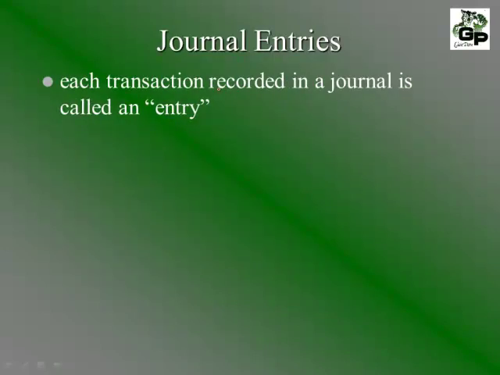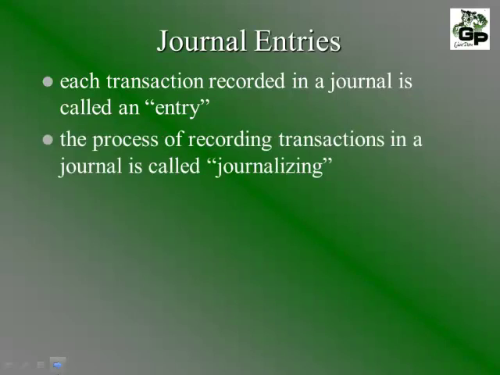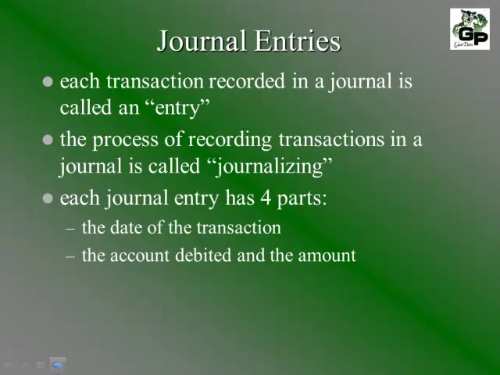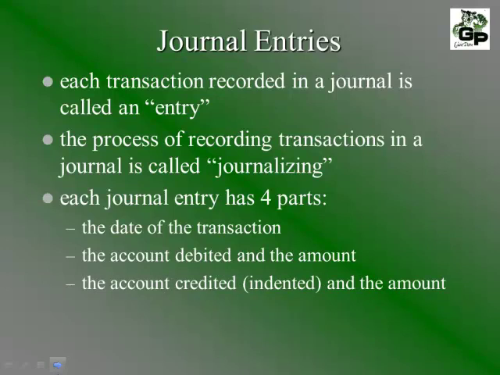Each transaction is recorded in a journal and it's called an entry. Journalizing is the process of recording journal entries. There are 4 parts to every journal entry: the date, the account debited and the amount of that account debited, the account credited and that amount, and please note, the credit account is indented so that it shows as being different from the account that is debited.